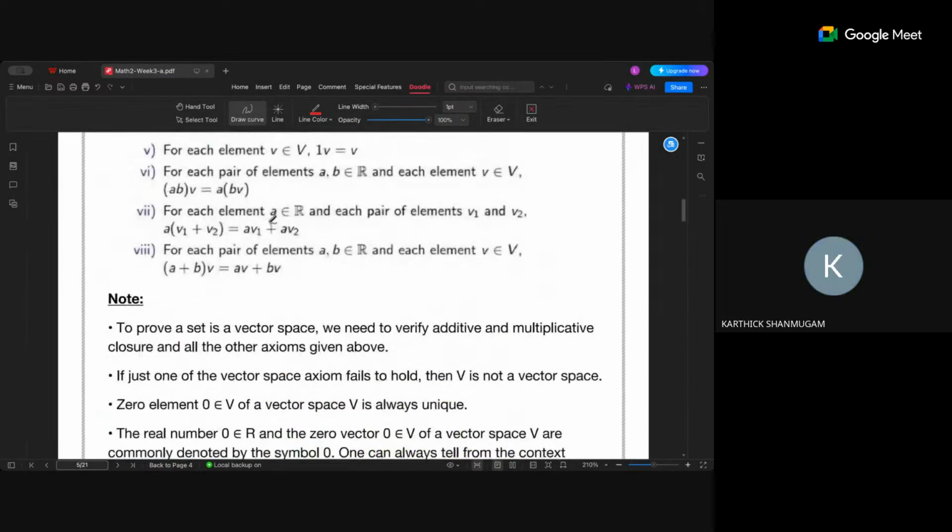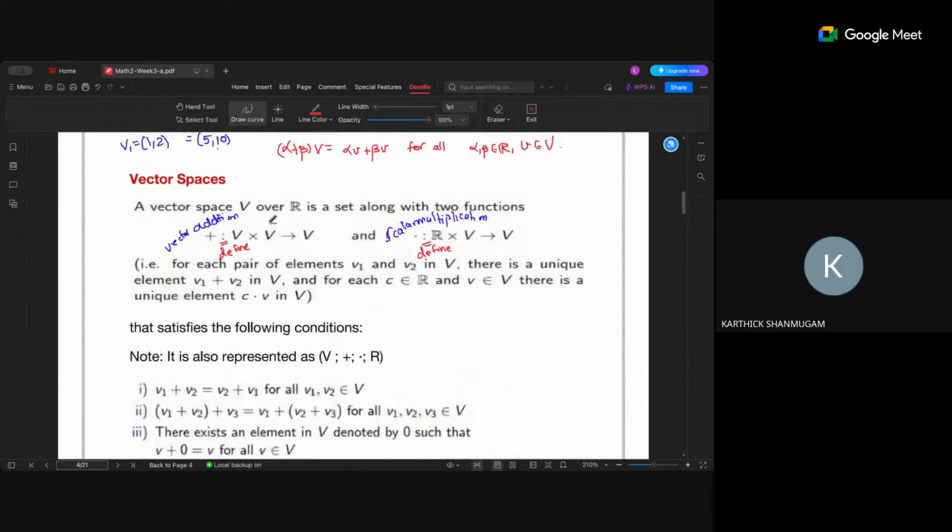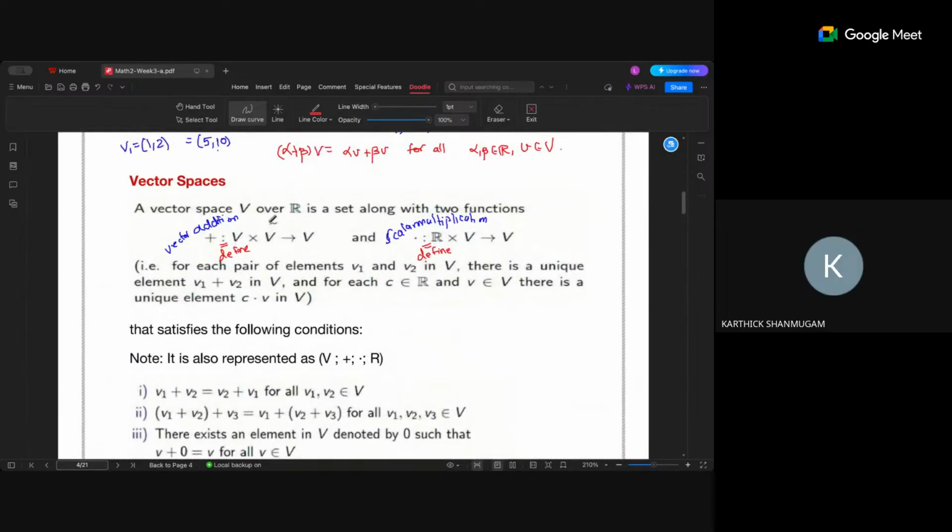Then what is the use of these vector spaces? Why are we studying vector spaces? How will it be used?